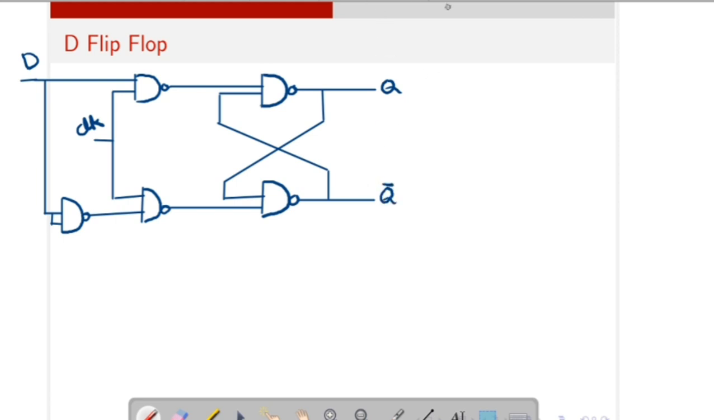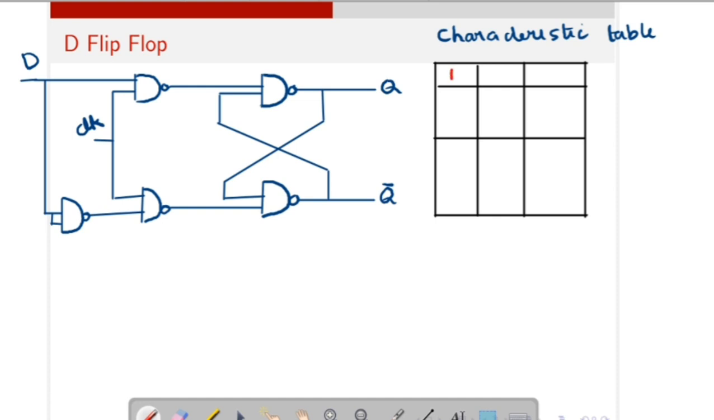Next we can draw the characteristic table. So this is the characteristic table. D is the input, Qn is the present state, and Qn+1 is the next state. Q may be 0 and the previous state is 0. So first Q is equal to 0 and the previous state is 0, so the previous Q bar is 1. When here it is 0, it is complemented, here it is 1.